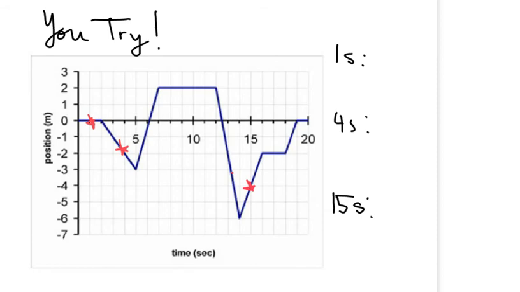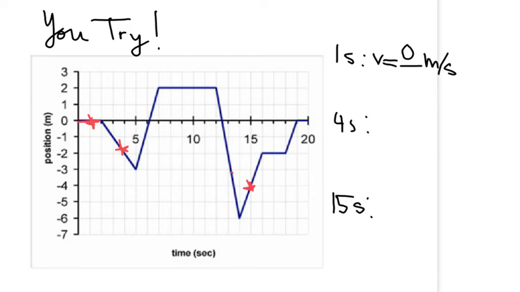Okay, so once again, we only care about the piece of the graph that our star is on. So for 1 second, we only care about this line right here. You can see with your eyes, hopefully, that the rise is 0. So my velocity is equal to 0 divided by, doesn't matter what the run is, because 0 divided by anything is equal to 0, and it's just 0 meters per second.